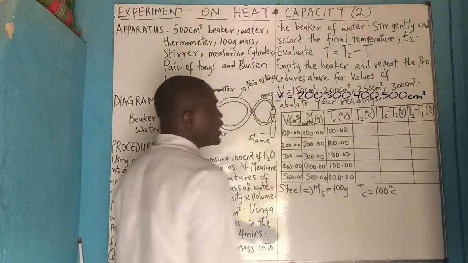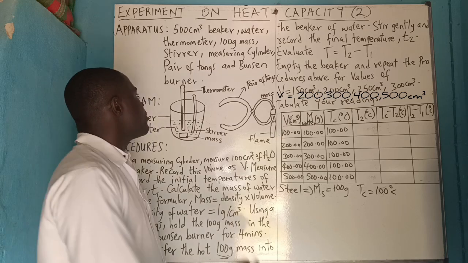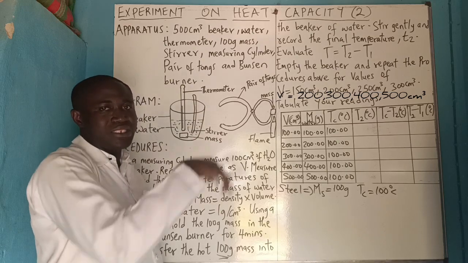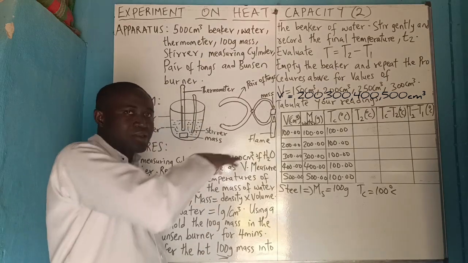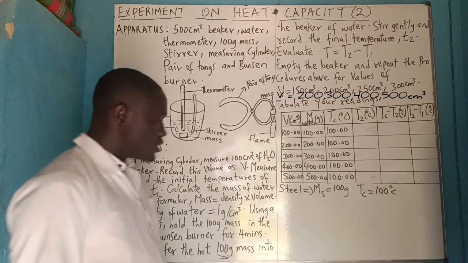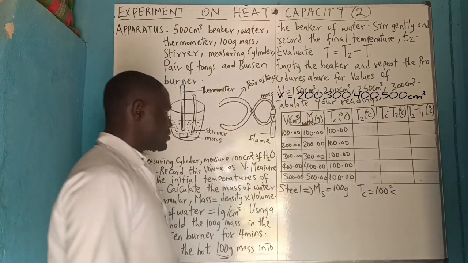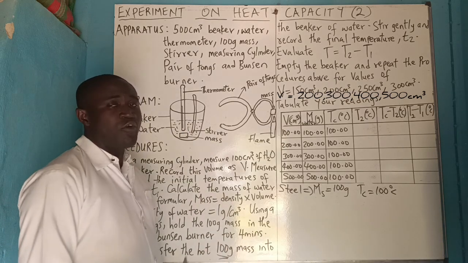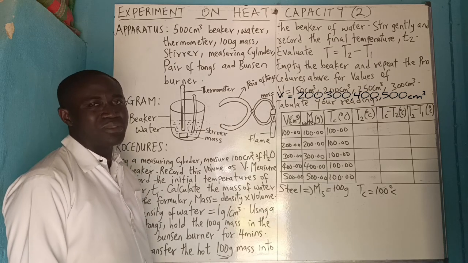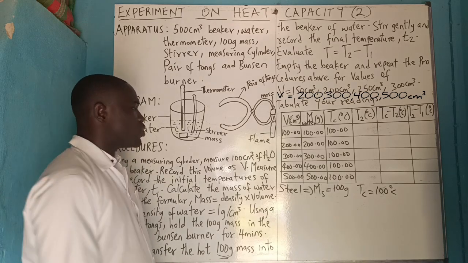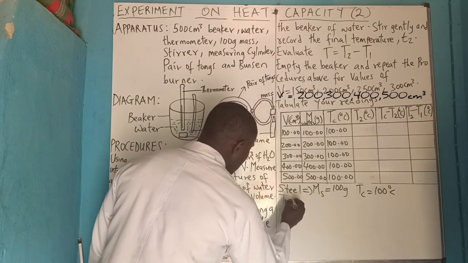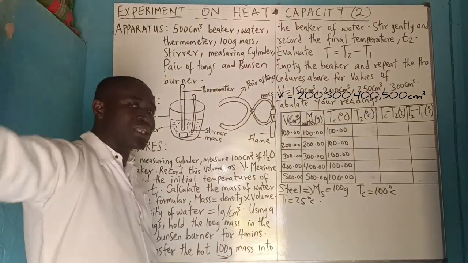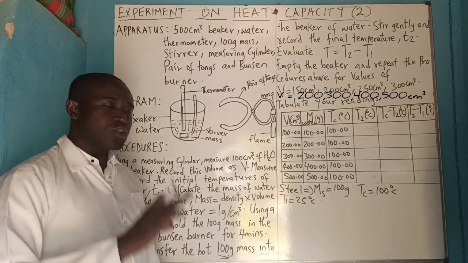Then this T2 is the final temperature, or the equilibrium temperature, when you put it inside the water. The work of the stirrer is to equilibrate the temperature, to make sure that the temperature moves around this liquid. Are you getting it? Now, what is your T1? T1 is the initial temperature of water. The water we used was at room temperature, 25 degrees Celsius. Then we say that our T1 is equal to 25 degrees Celsius. That is the initial temperature of water before putting that mass of hot steel into it.